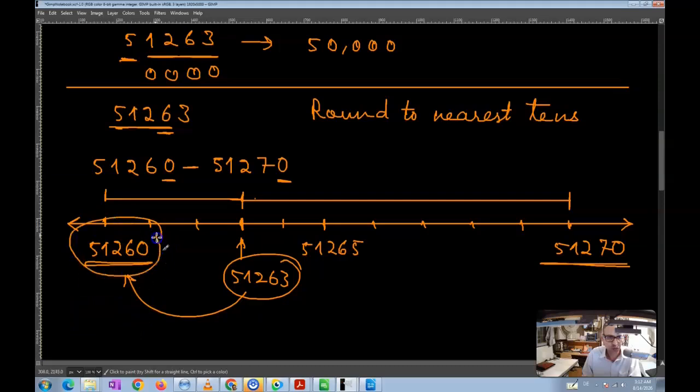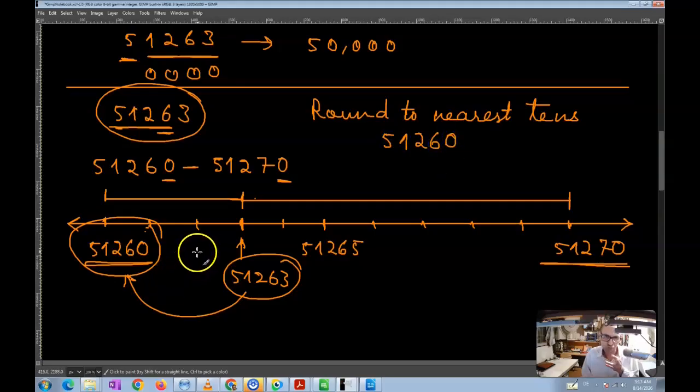So I'm going to take this number as the rounded version of my original number, and I'm going to say that when I round the number 51,263, it's going to be 51,260, right? So that's rounding the number to the nearest tens.